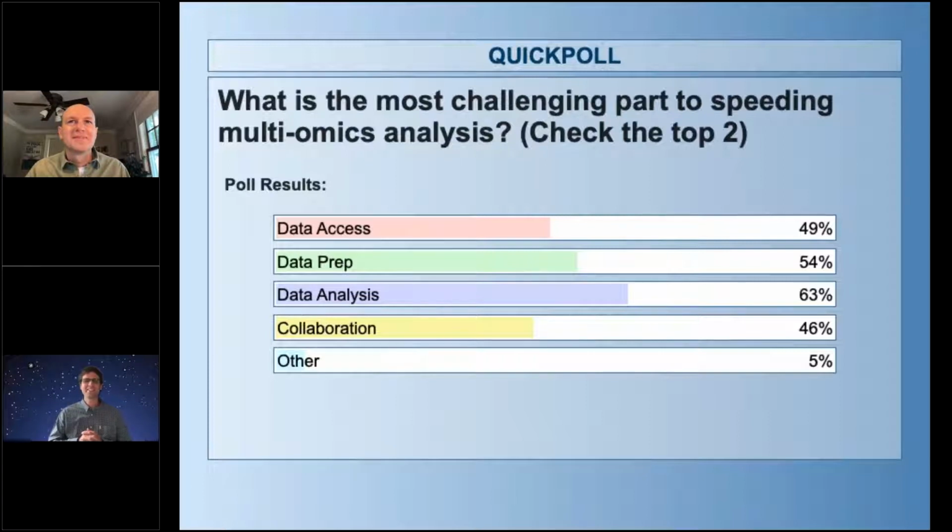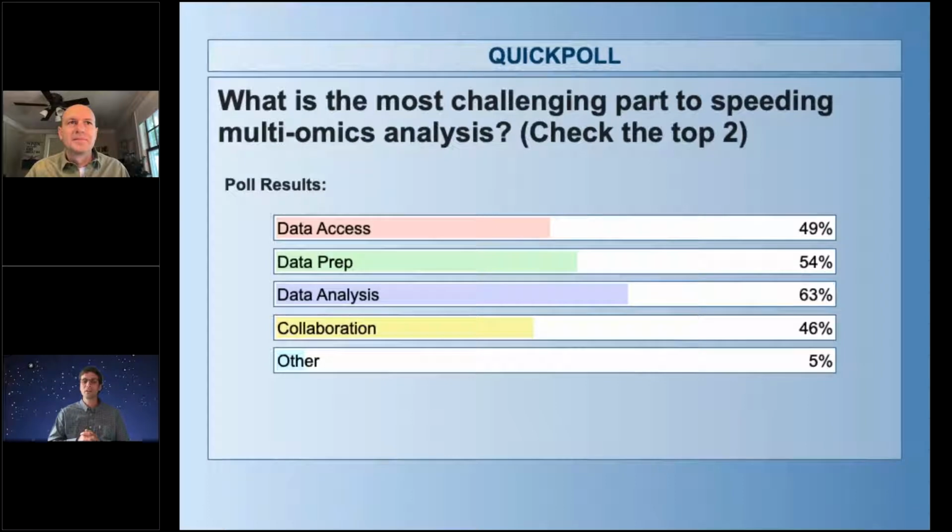That's very interesting. So it looks like data access is still quite a bit of a challenge. Data prep is also surprisingly high, and in my experience, that's probably where I want to spend the least amount of time, but that's probably where I spend the most time. The analysis is the top one, and I guess that's a reflection of the complexity of multi-omics.